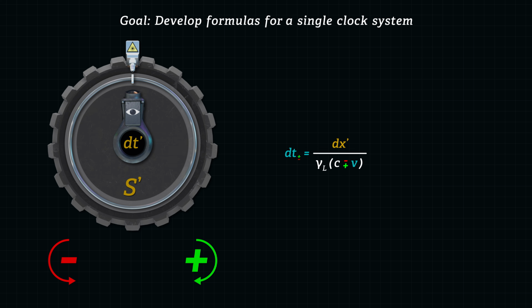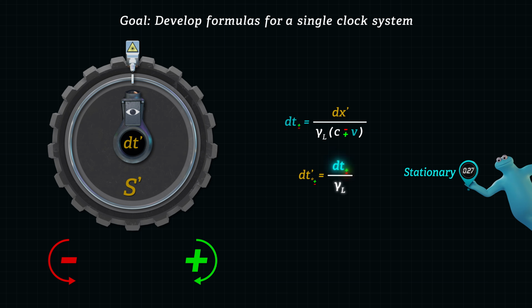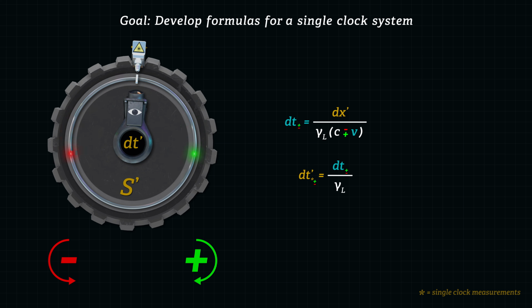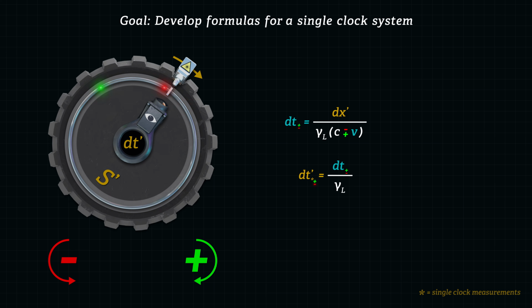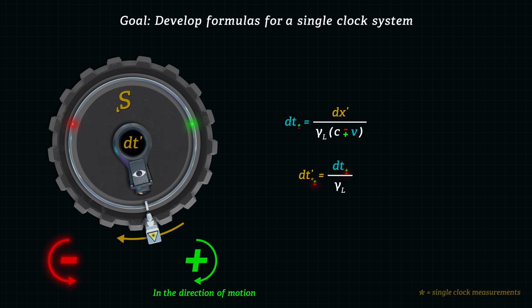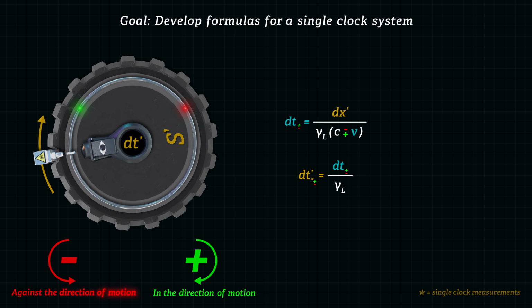Next, since we are using only one clock, we can assume that the duration measured with a single clock in the moving frame will report gamma times fewer seconds than for the same duration measured with a clock in the stationary reference frame. I use the star symbol to alert us that this value of dt prime is for a single clock that has not been biased by Einstein's clock synchronization convention. I use the plus or minus symbols to designate light traveling either A, in the direction of motion of the moving reference frame, or B, against the direction of motion of that frame.